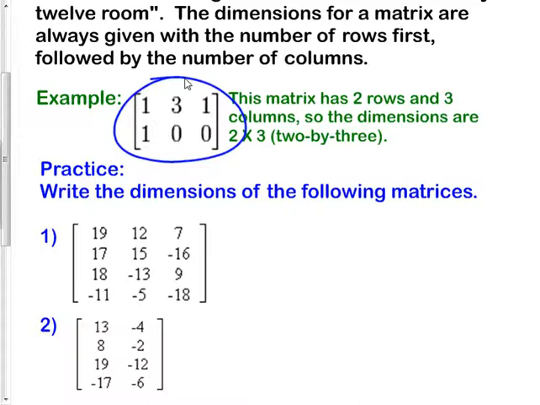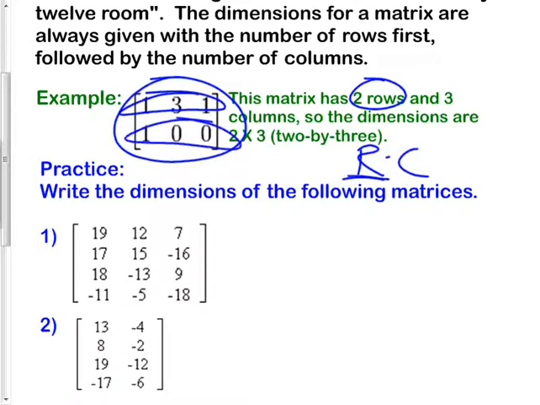I could have said it's 3 by 2, but the reason I'm saying it's a 2 by 3 is you always do the rows first and then the columns. So it's rows, then columns. It's really important that you remember that rows go first. RC, think of RC planes, remote control planes. Okay, it's never CR, it's RC. So rows first. How many rows does this have? 2. How many columns does it have? 3. So it's a 2 by 3 matrix.